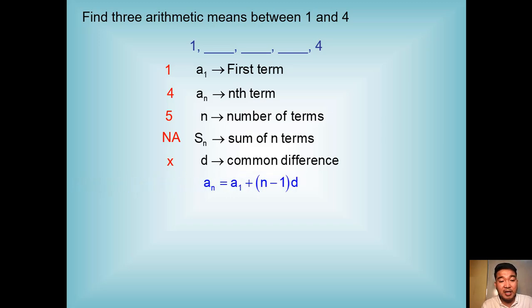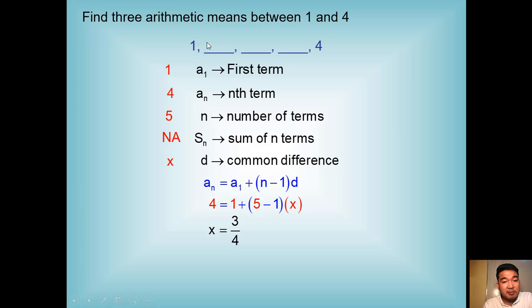We do not need s sub n and we have to solve for the common difference. By applying the formula a sub n equals a sub 1 plus n minus 1 times d, we substitute. So you have 4 equals 1 plus the quantity of 5 minus 1 times x. Simplifying it, you will have x equals 3/4. And what is 3/4? In decimal, that is 0.75.